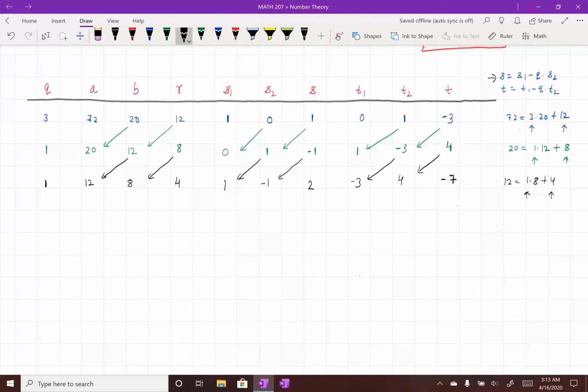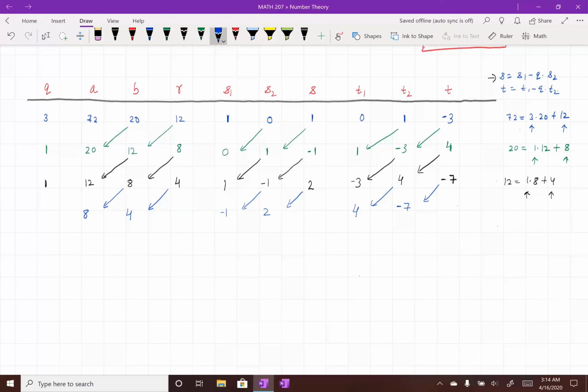Okay, and this completes the third step of this algorithm. Then again you do the shifting. So your new value of a is 8, the new value of b is 4, the new value of s1 is minus 1, the new value of s2 is 2, the new value of t1 is 4, the new value of t2 is minus 7.